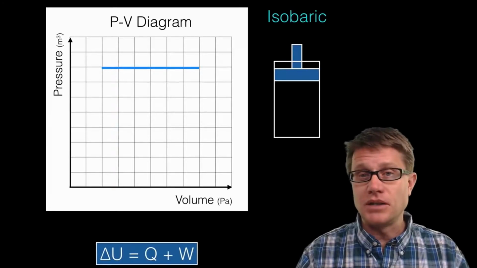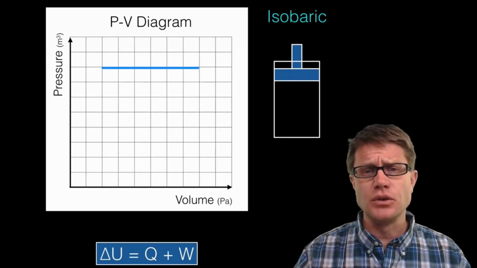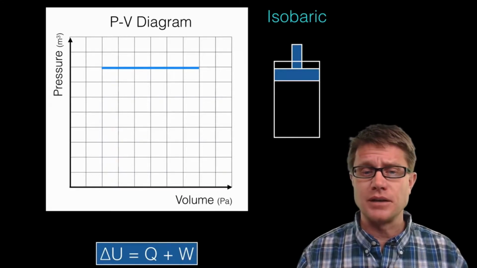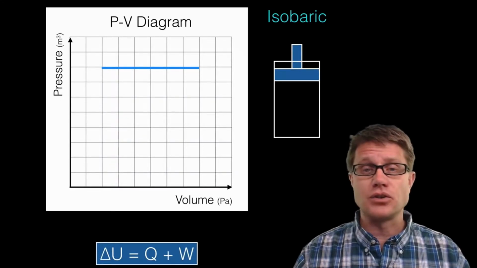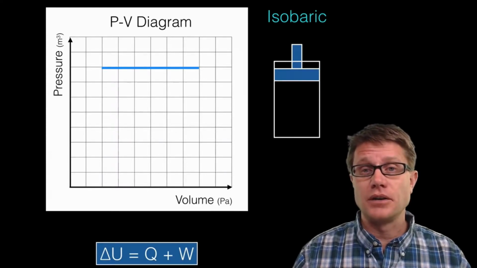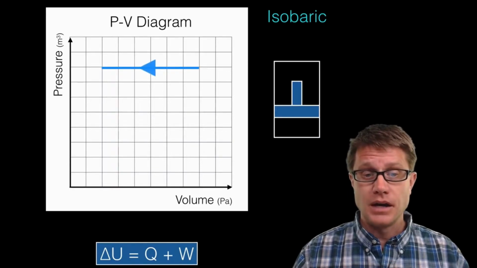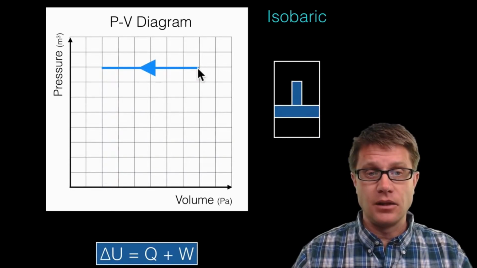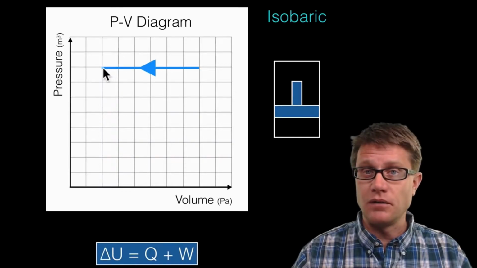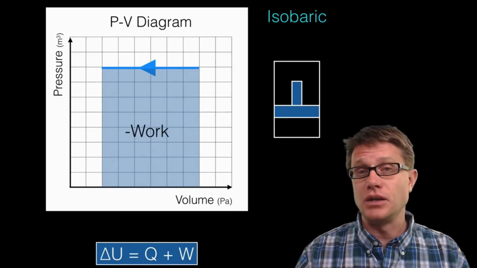And so what would the PV diagram look like in an isobaric process? Since that piston can move back and forth, the pressure is always going to remain the same. And so the volume is going to change over time. And so remember, the area under a pressure-volume diagram is going to be the amount of work that we do. Since we are taking a large volume and moving to a small volume, the work is going to be in that direction. And so we'd be doing negative work.